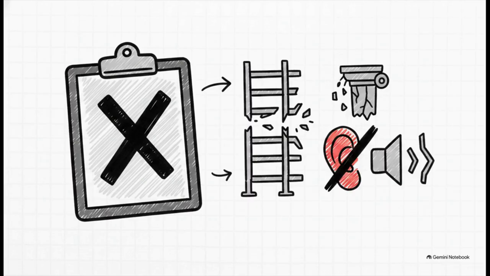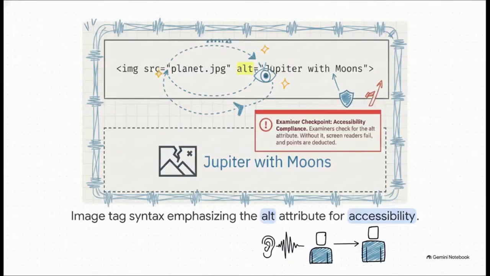If you forget your alt attributes, screen readers for visually impaired users just completely fail. And guess what? Examiners will absolutely deduct points. In the real world and in this exam, ignoring accessibility breaks your structural integrity. Just don't do it.